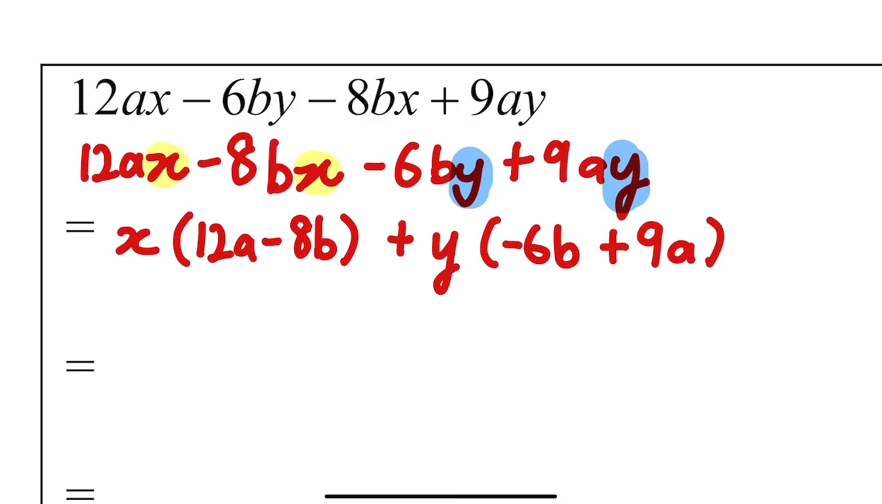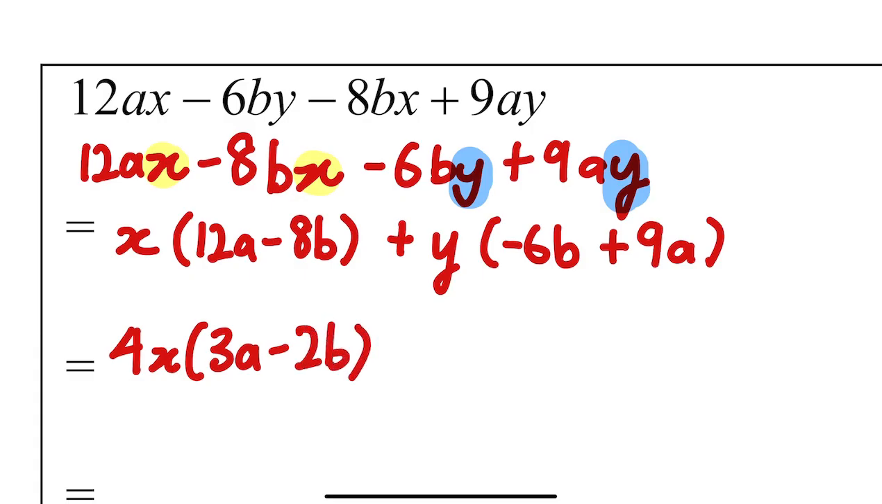Now, let's look at these numbers here. I can factorize this further by taking out common factors from the numbers as well. Let's look at 12 and 8. What is the highest common factor of 12 and 8? I hope that you can see it's 4. So I can take out another 4 from these numbers here. If I factorize out a 4, I'll get 4x. And if I take 12 here, divide by 4, this will become 3a. Negative 8 here, divide by 4, I'll get minus 2b.